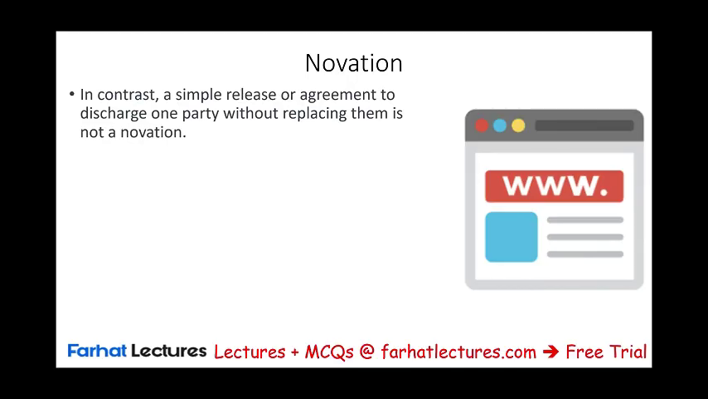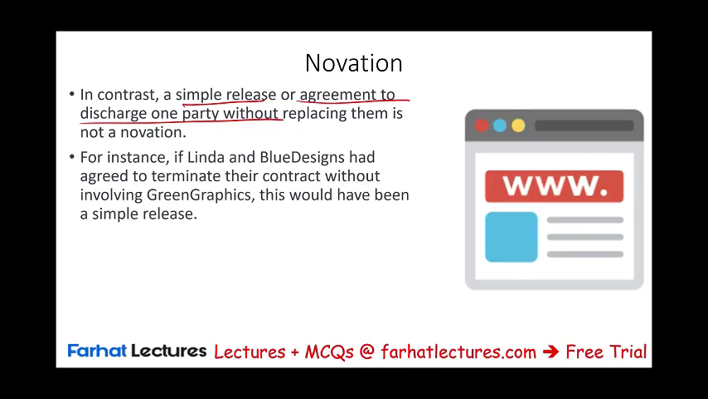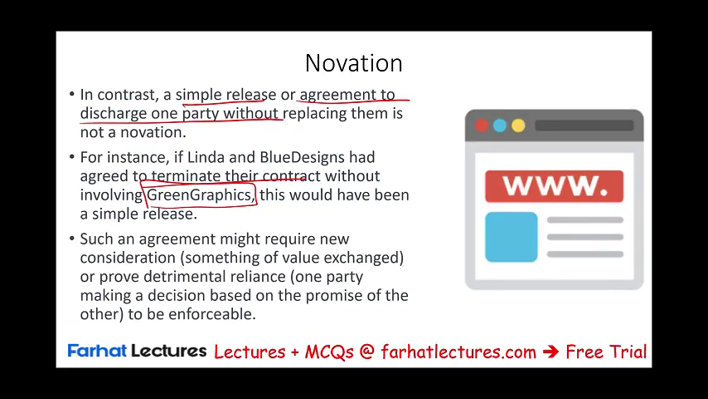In contrast, if we have a simple release, or an agreement to discharge one party without replacing them with novation, for example, if Linda and Blue Design had agreed to just terminate the contract without involving Green Graphics, this would have been a simple release. Such an agreement might require new consideration, of course, something of value exchanged, or proof of detrimental reliance, one party making a decision based on the promise of another, to be enforceable. What you have to do is have some sort of an exchange when you change the contract.